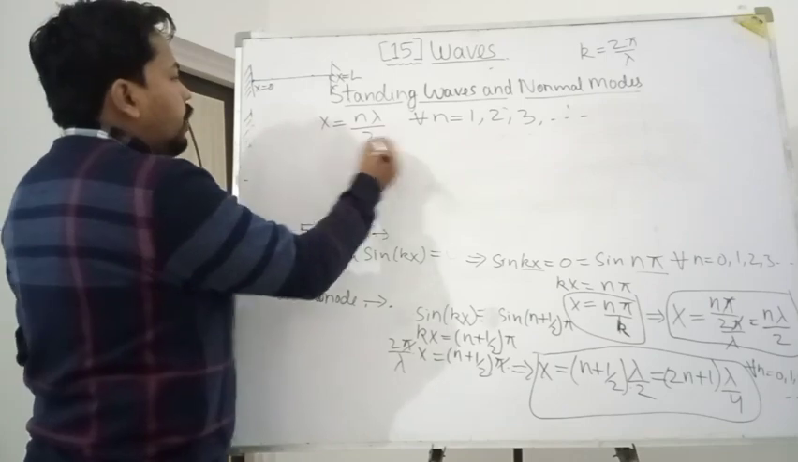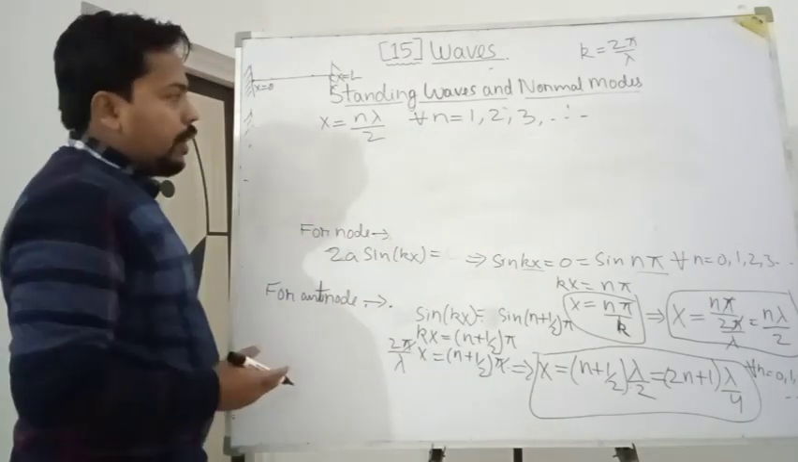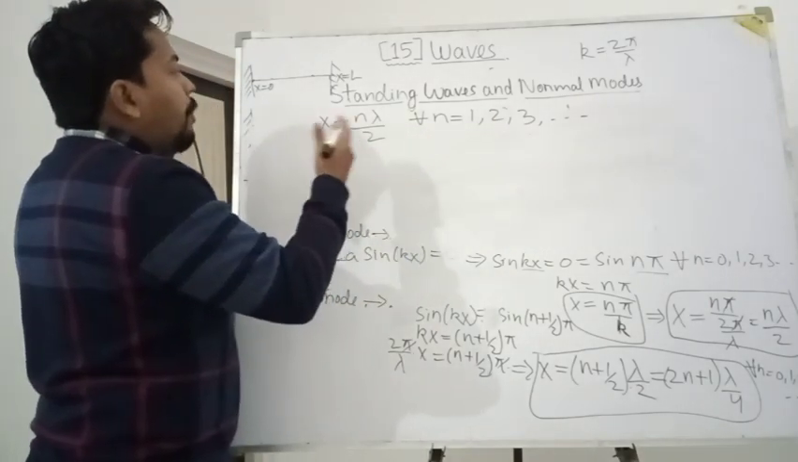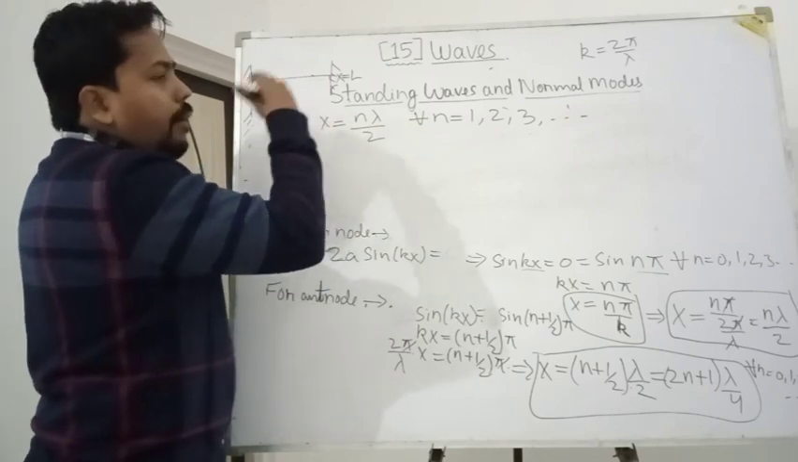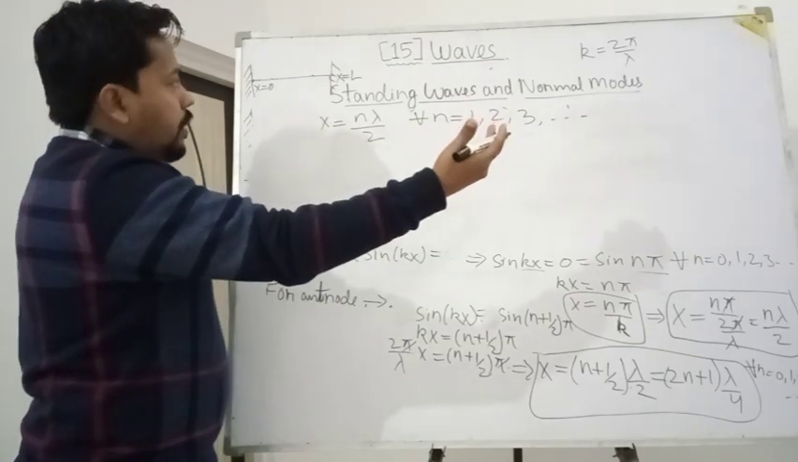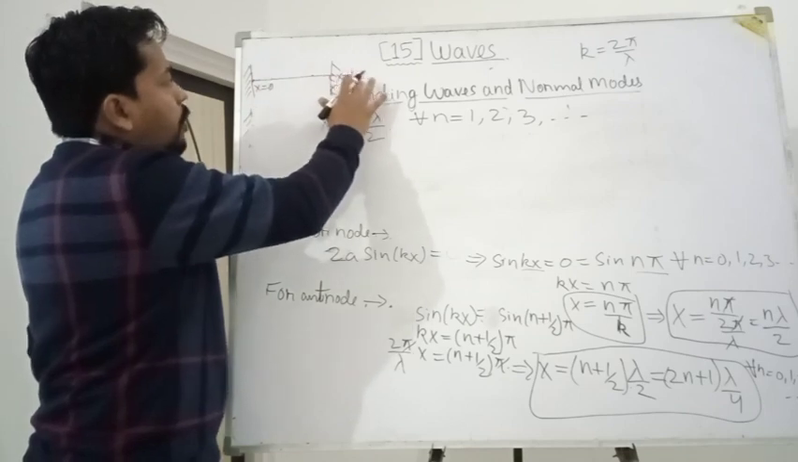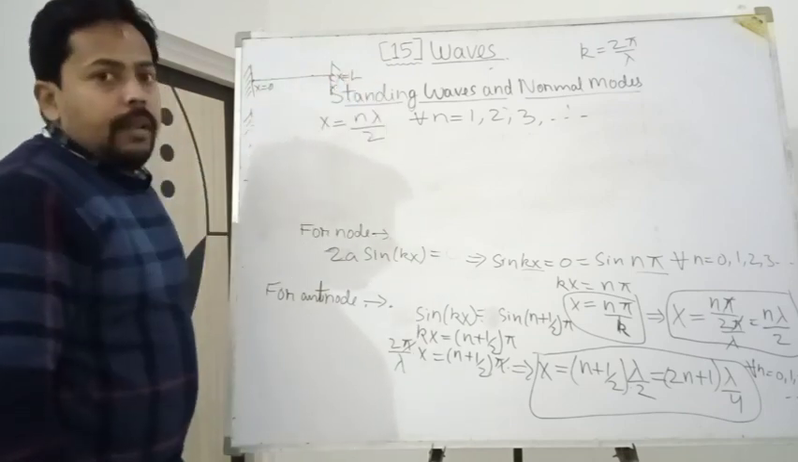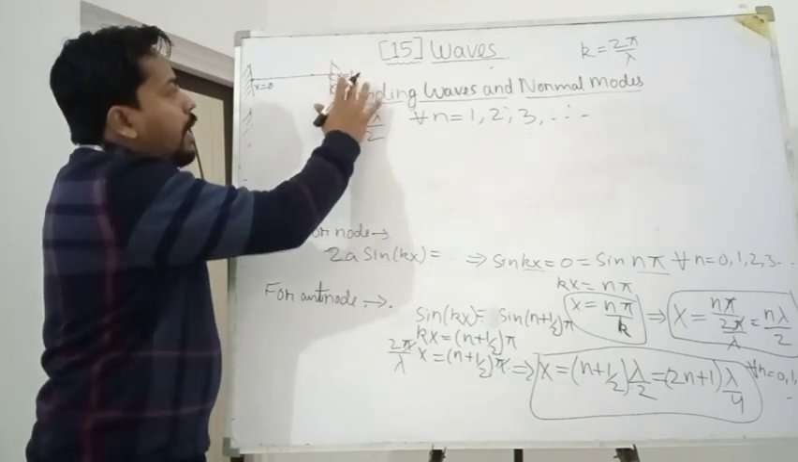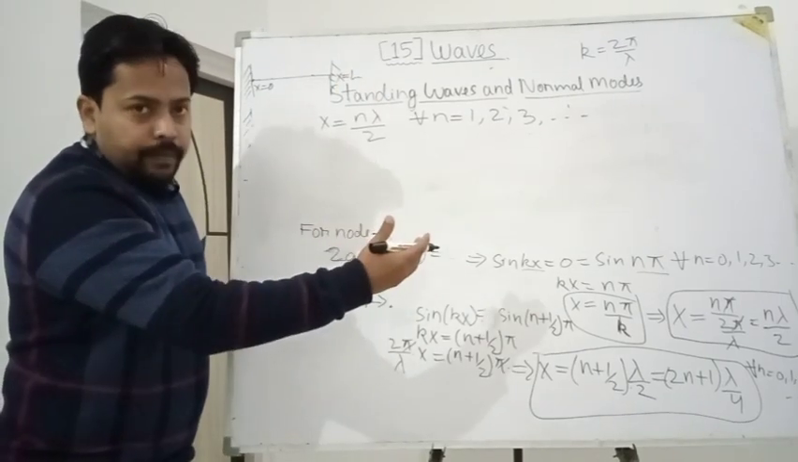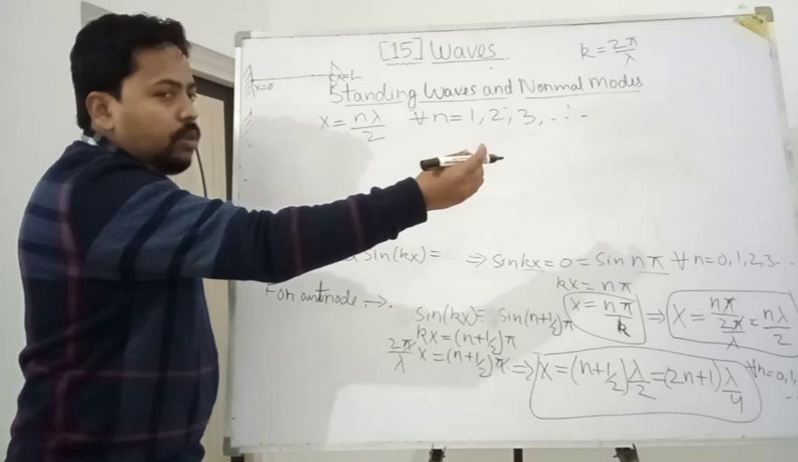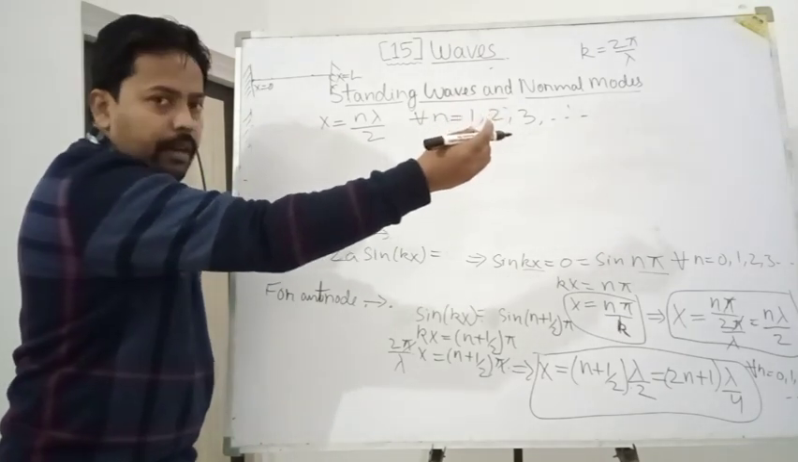So from here you can put these values of n. At the boundary, at the other end of that string, the value of x has the maximum limit of capital L, that is the length of the string, because the length of the string is only the boundary, the other end is only the boundary.